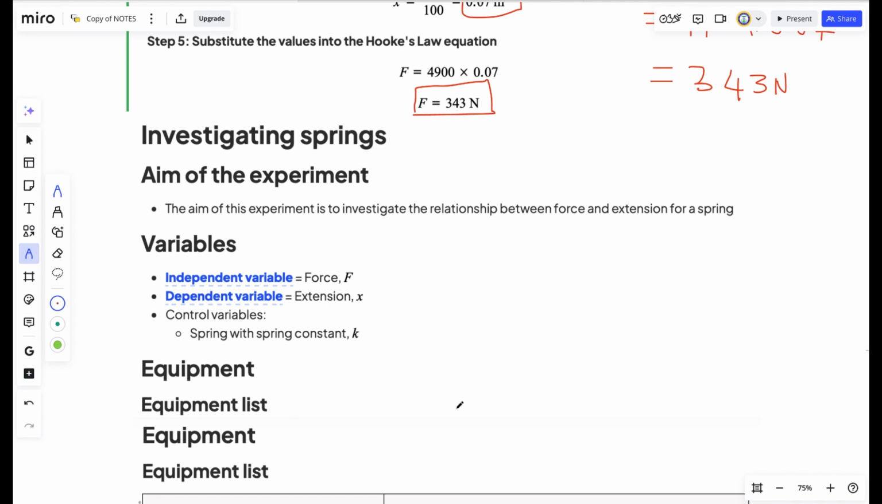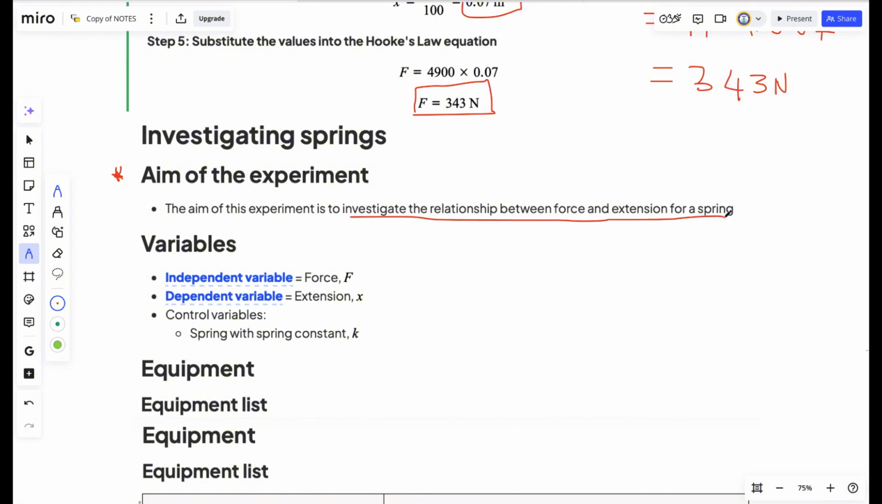To do this, we say investigating the spring. How do we investigate a spring? First, we're going to do an experiment. Now we state the aim of the experiment. When you are doing this, you write the aim of your experiment. What's the aim of this experiment? The aim of this experiment is to investigate the relationship between the force and extension of a spring.